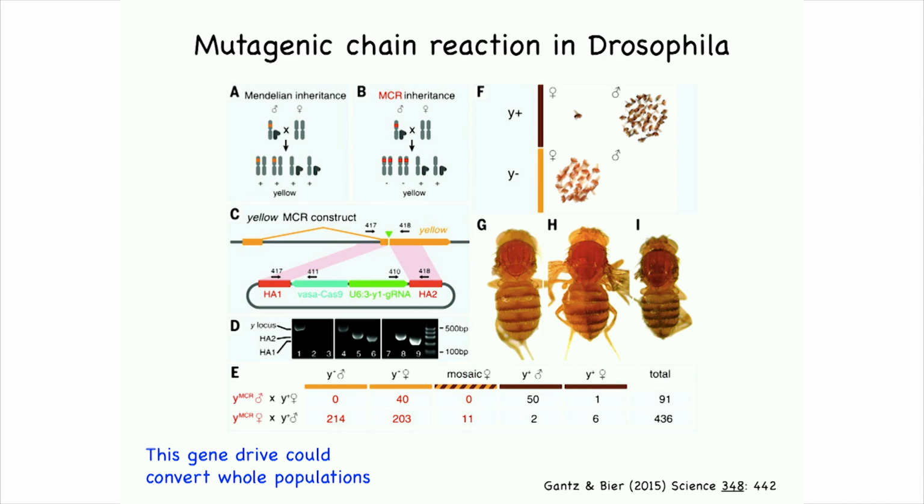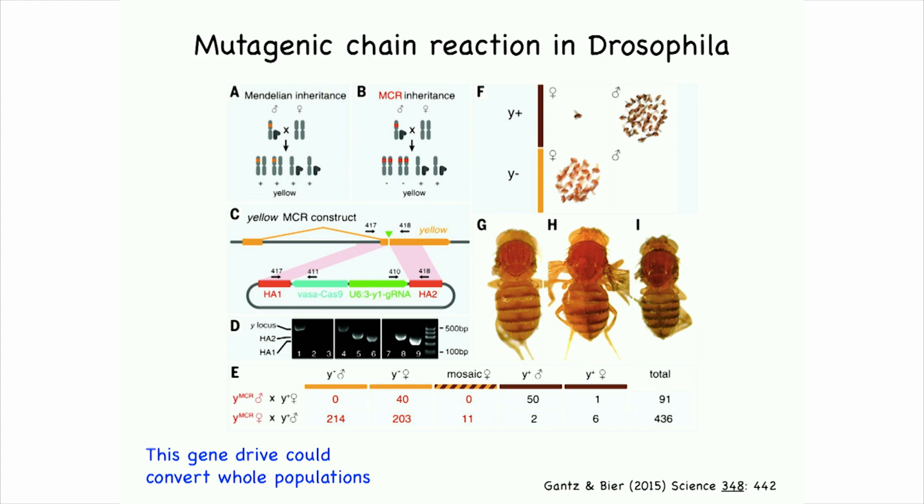And so now what you expect, if that mutation was in the yellow gene, all the females will be phenotypically yellow, but the males who got their X chromosome from mom will be phenotypically wild type. And here are the flies. The females are all yellow, the males are all wild type. And there was one female escaper.